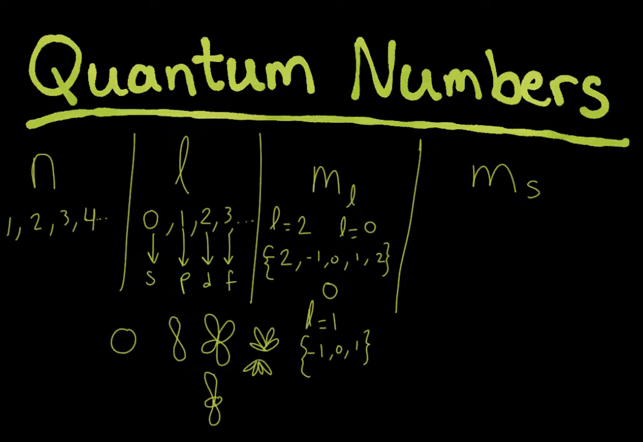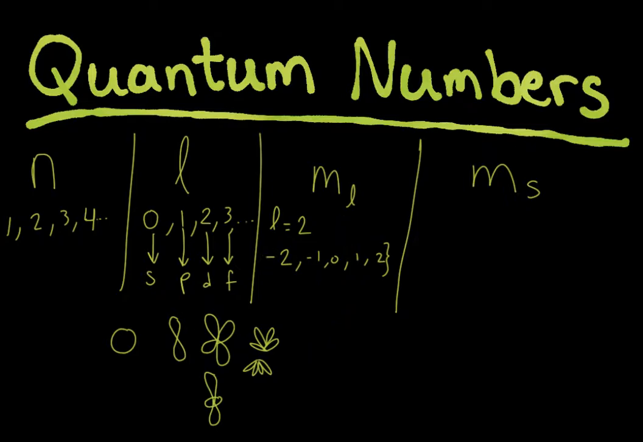Okay, and then M sub S, no matter what those other numbers are, you always have either positive half or negative half. They just represent the spin of the electron. And that's it. So let me give you an example.